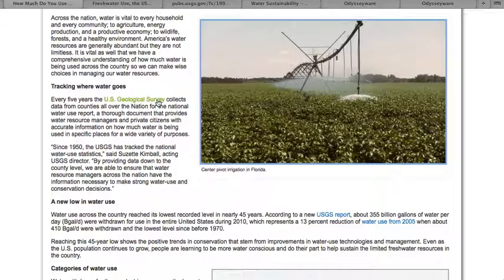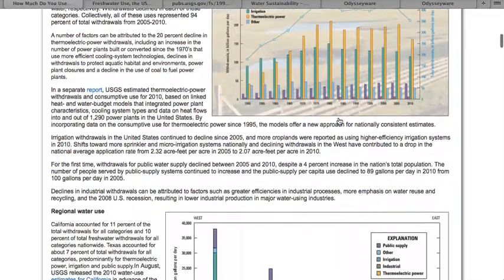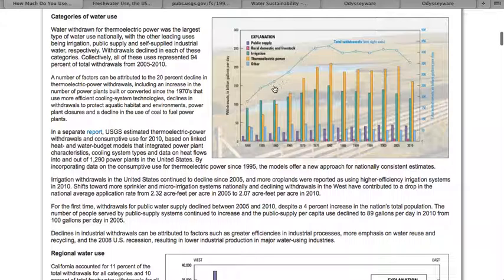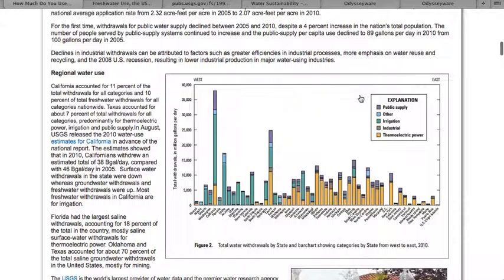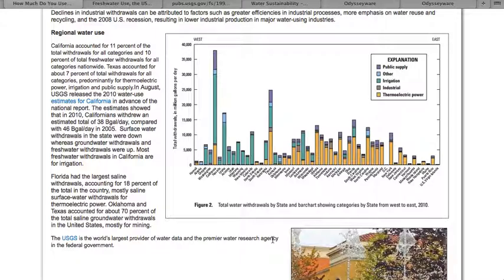It talks about how the U.S. Geological Survey has actually tracked national water statistics really since 1950. And then it talks a little bit more about water use categories, and really the big hitters here are these two graphs that are really going to help get you moving on this. You can take a look at the water withdrawals and actually see the explanation of the trends that have occurred since 2010. You'll also see this figure talks about the total water withdrawals by state. So I want you to focus on this, but I also want to come back to that.